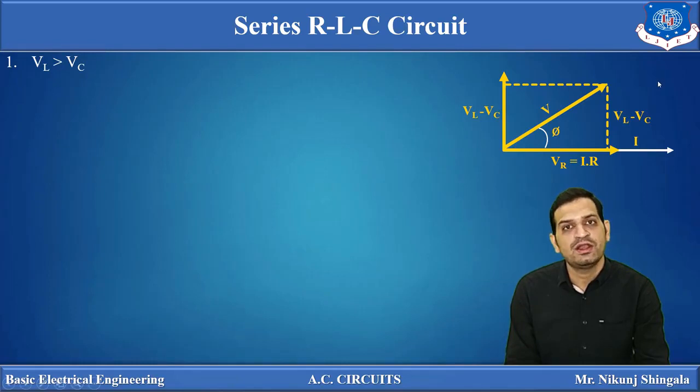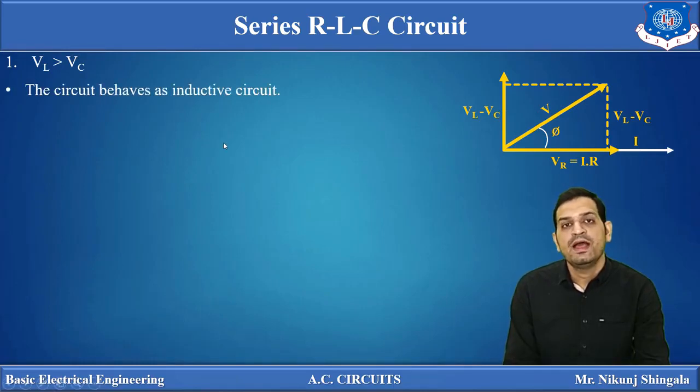Why is it known as a voltage triangle? Because all the sides are voltages. This is the resultant voltage of the circuit, that is the phasor sum of VR and VL minus VC. Now, as VL is greater than VC, what will be the behavior of the circuit? The circuit consists of a resistive element, inductor and capacitor. As VL is dominating over here, the circuit behavior will be inductive. So, the circuit will behave as an inductive circuit.